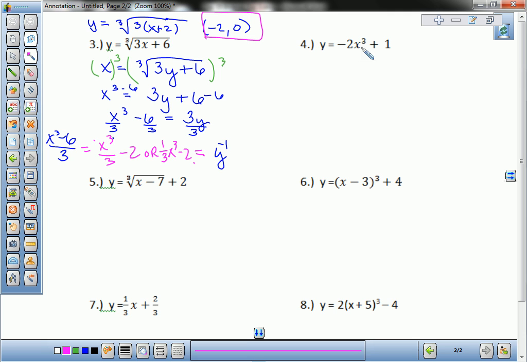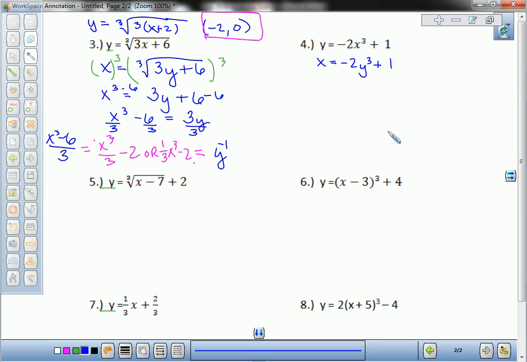All right, so the next one, I'm starting with a cubic. So what should I end up with? A cubed root. Okay, so let's go through those same steps. Step 1, switch the x and y. Switch, switch. Step 2, solve for y.